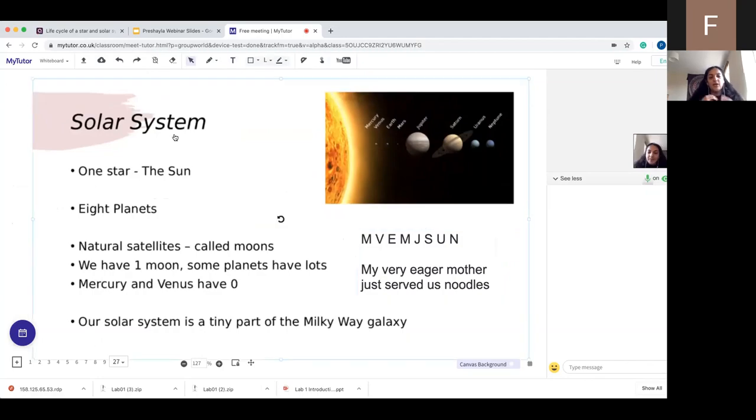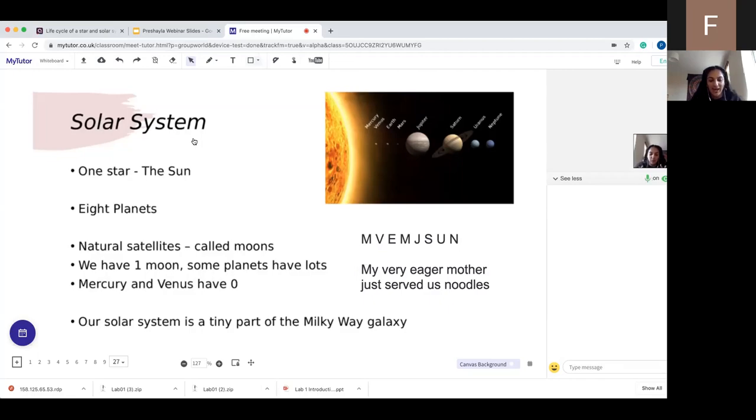Cool. Okay, so our solar system has one star, and that's the sun. Our sun is our star. It's what gives us light, and it's what gives all the planets light. So 8 planets, 1 sun, 1 star.